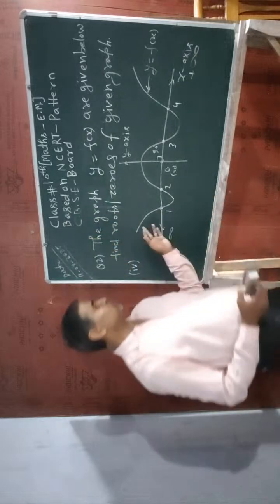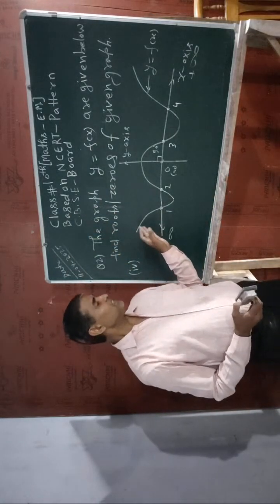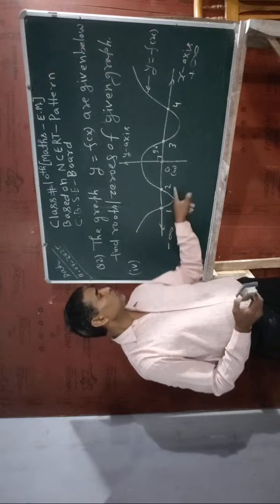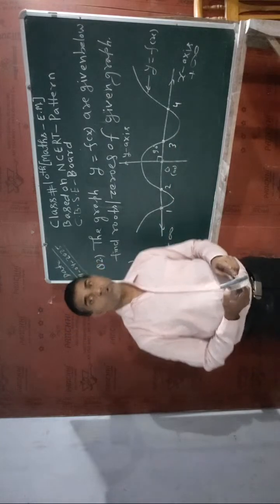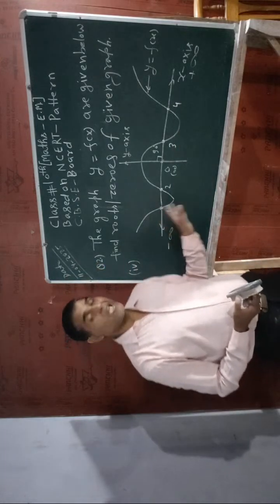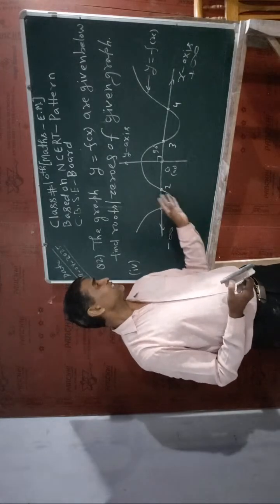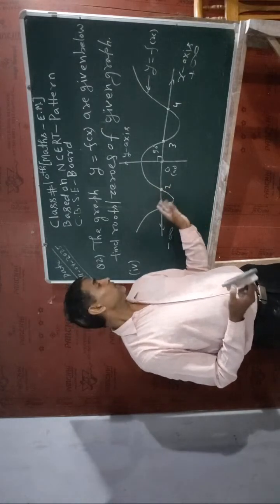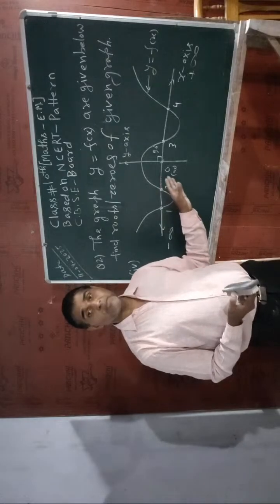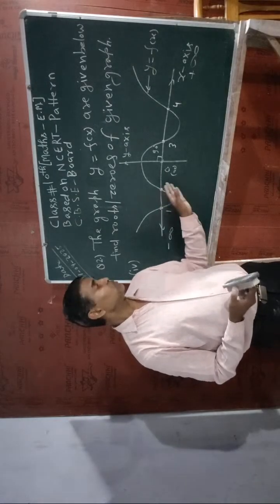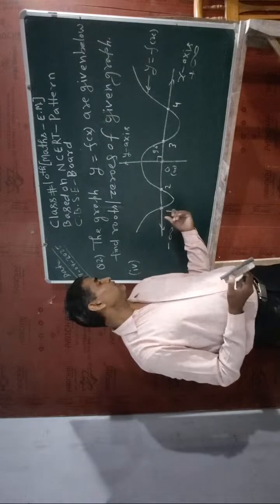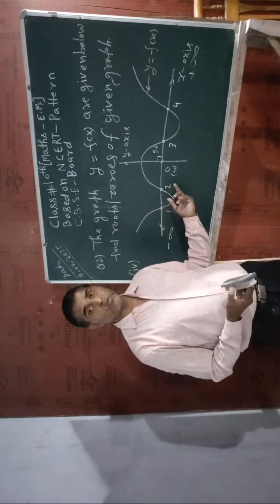It means that this polynomial, this curve, has 1, 2, 3, 4 zeros. Okay, student, we only have to count the intersection of the curve with the x-axis. If an intersection is available, I will say the zero values are available, and I will count the number of zeros.